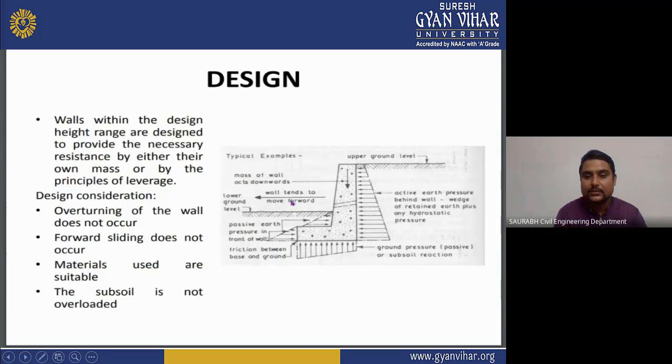And this is your wall, which tends to move forward, meaning there will be some inclination in the wall. As you can see here, the wall tends to move forward, and the mass of the wall acts downward. This is your mass of wall, working in a downward direction, and this is your upper ground level, from where it is retaining the soil or the earth mass. So this was a typical example of the design of a retaining wall.